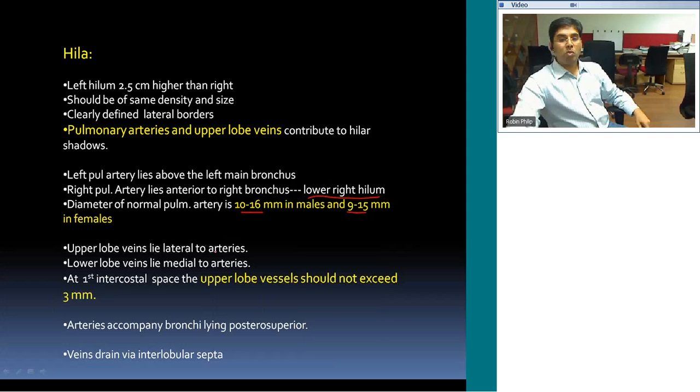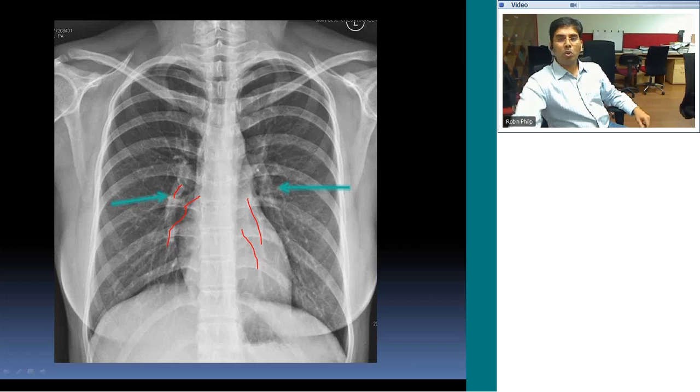And one more important thing: at the first intercostal space, the upper lobe vessel, be it artery or vein, should not exceed 3 mm in diameter. So whenever there is an increase, that is cephalization, pulmonary venous hypertension can be called, right?